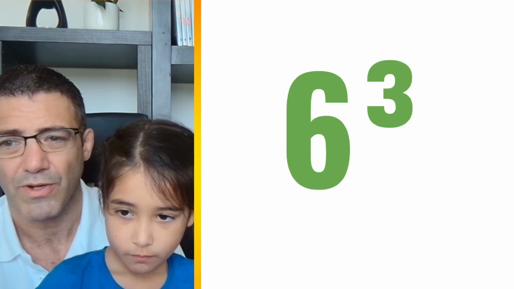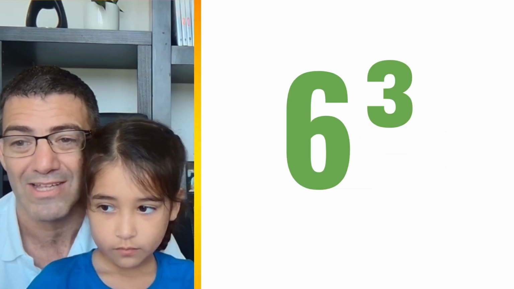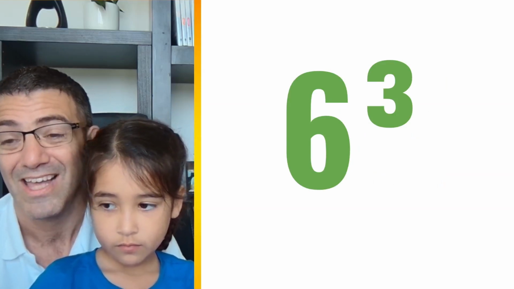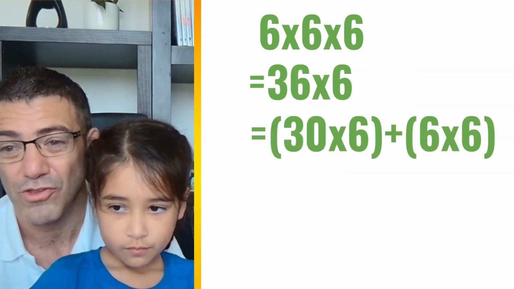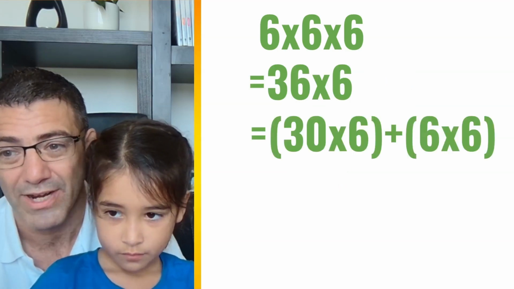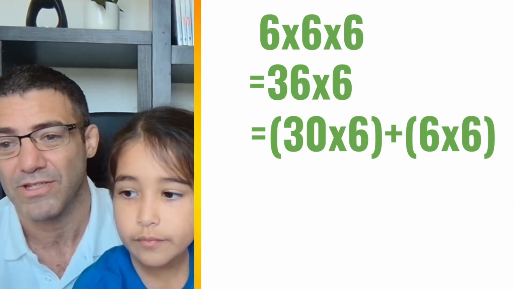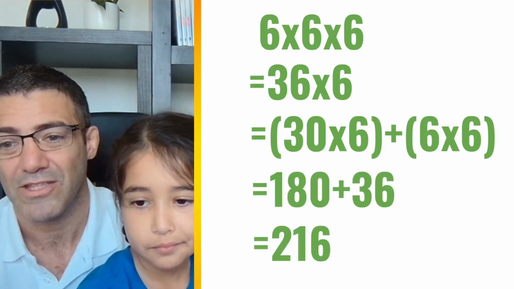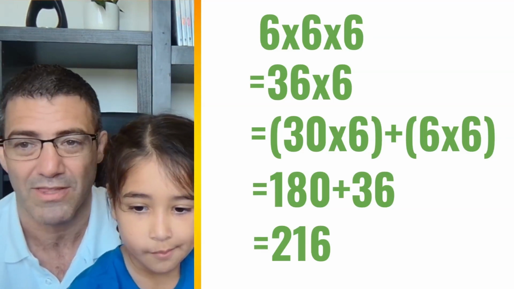So 125 is correct. 6 times 6 times 6, not a huge amount of different ways to do that. 6 times 6 is 36. And then we need to do 36 times 6. So we'll have to do 30 times 6, which is a block of 180. And then 6 times 6, which is 36. So we'll have 180 plus 36, right? Okay, so that's 216. That's a tricky one.